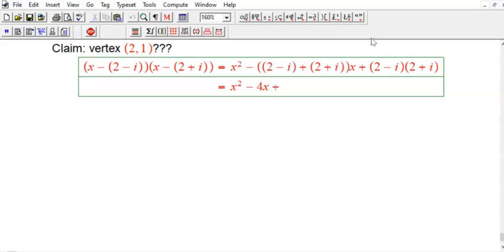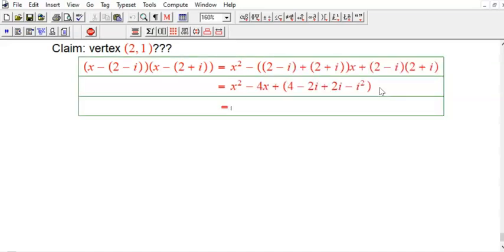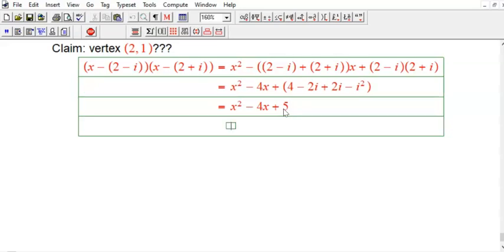Now, what about this guy? I've got to FOIL this out. 4 minus 2i plus 2i. Hey, it's a difference of squares. The middle terms always cancel out. And then a minus i squared. And I think I know what i squared is. So these guys are canceling, and minus i squared is plus 1. And so we get plus 5. Hey, I can complete the square on that really easily. That is x minus 2 squared, which would be x squared minus 4x plus 5, plus 1. And indeed, that is a parabola opening upward with vertex 2, 1 as advertised.